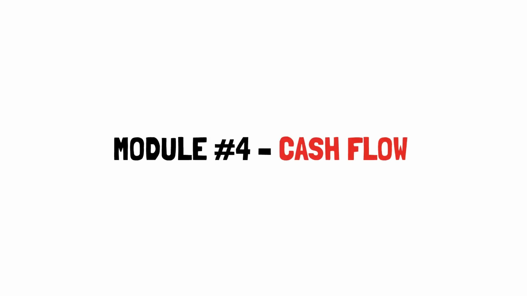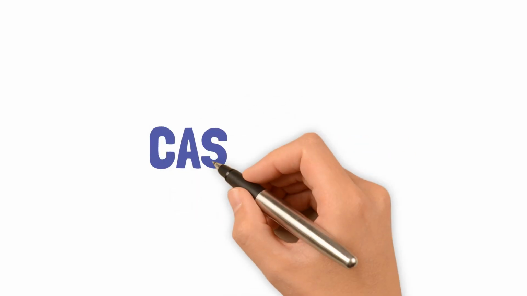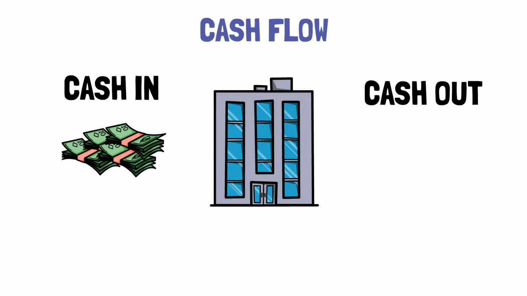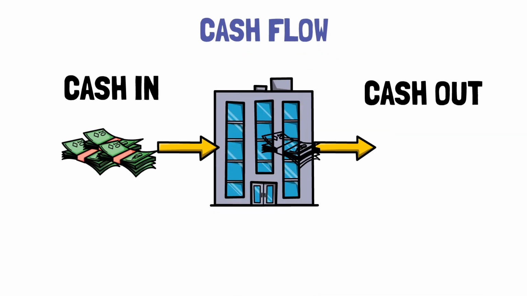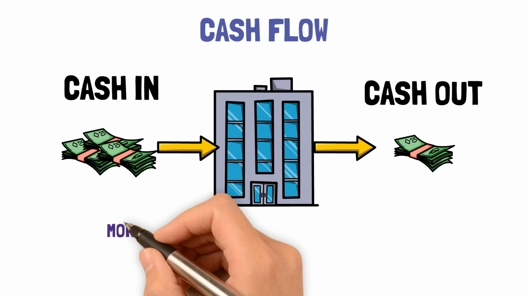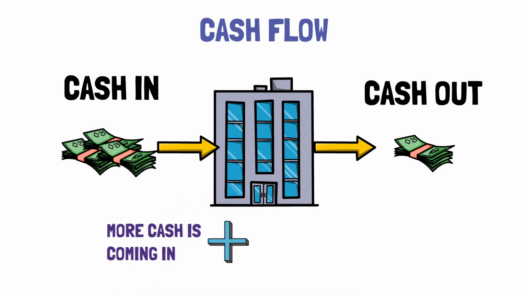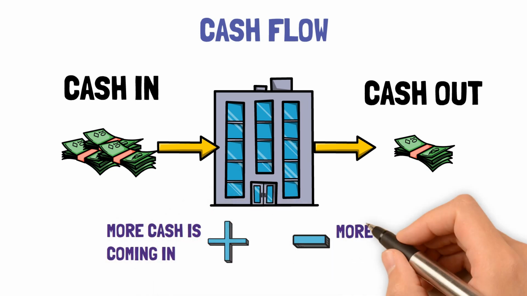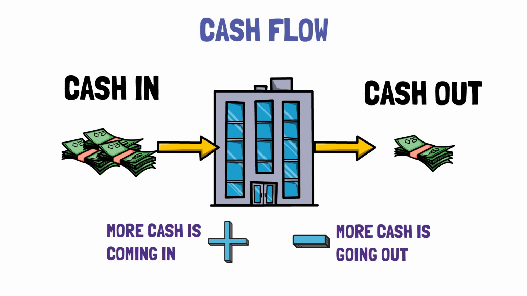Module 4, Cash Flow. Cash flow is a financial term that refers to the movement of cash into and out of a business or individual's financial accounts over a specific period of time. Cash flow can be positive, meaning that more cash is coming into the account than going out, or negative, indicating that more cash is going out than coming in.